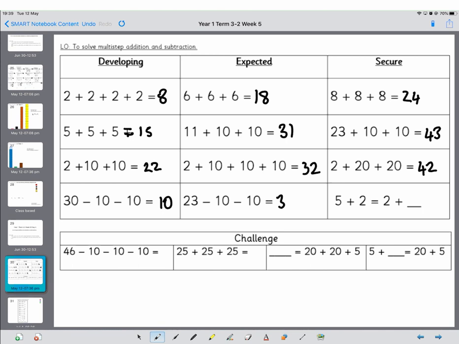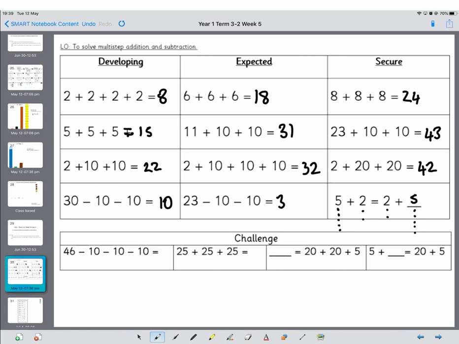This last one is very tricky. What you need to do is count out 5 and count out another 2, and we're looking to balance it. So we've got 1 2 3 4 5, and then we've got 2. Now we've got 2 here. What do we need to balance it? 1 2 3 4 5, so that we've got 5 this way.